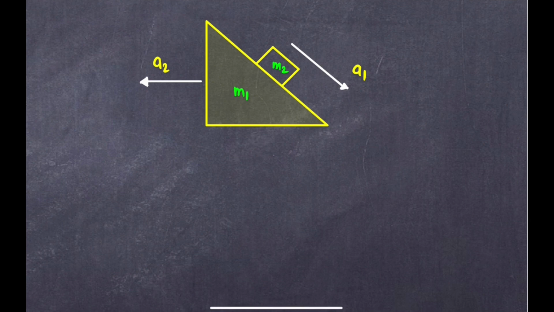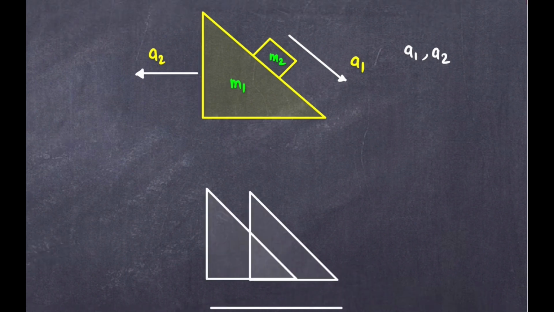Proceeding on to the second question, over here again there are two blocks m1 and m2. m2 is sliding down the block of mass m1 with an acceleration of a1 down the incline, and m1 is moving towards the left with an acceleration of a2. We need to find the relationship between the accelerations a1 and a2. So what will we do? We will again observe the motion of m1.